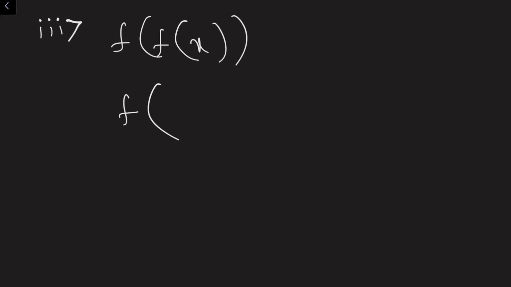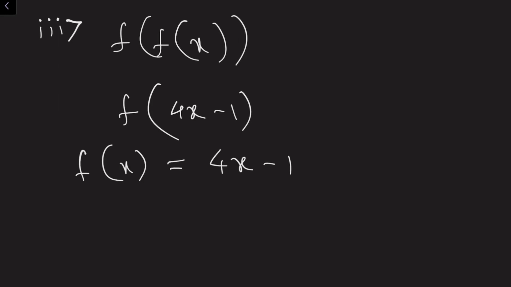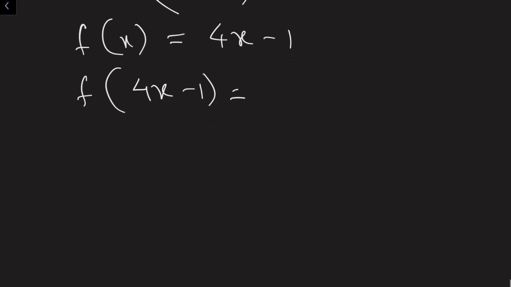Find the value of f of 4x minus 1. F of x can be written as 4x minus 1 because that is given in the question. Now f of x is given as 4x minus 1. Now we want the value of f of 4x minus 1. So simply in the place of x we need to substitute this total 4x minus 1.